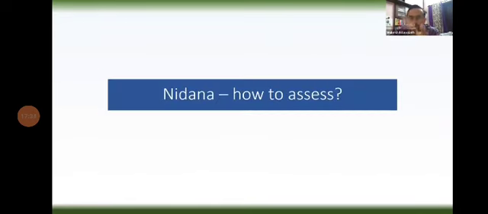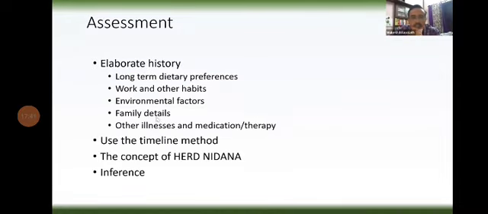So the big question is how to assess the Nidana. So an elaborate history is very important. Long-term dietary preferences, work and other habits, environmental factors, then family details are important. Also other illnesses and other medications that are given to the patient are important. Then we can have something called a timeline method. That I will demonstrate. And also we can apply the concept of Rogi Nidana, which I am going to discuss later on.